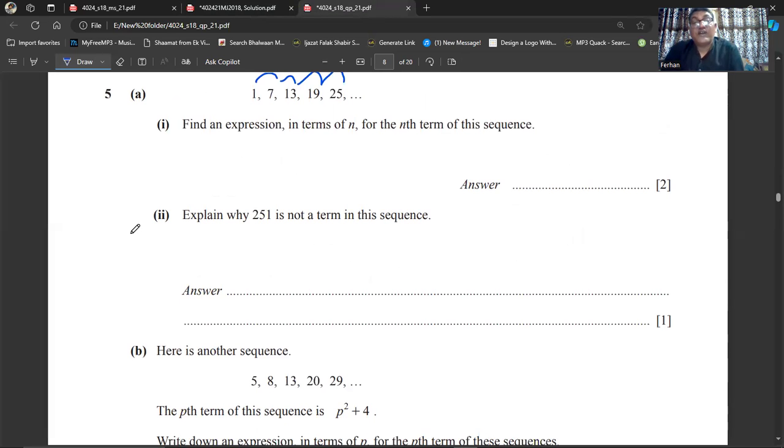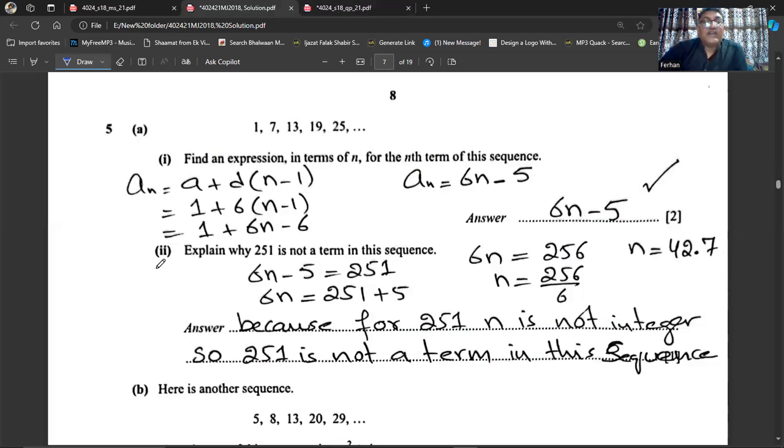Okay, so we are going to the next part, question number 5A, its second portion. He says, explain why 251 is not a term in this sequence. I will make this nth term formula equal to 251, and I will find out the value of n. So 6n minus 5 equals 251. 6n will be equal to 251 plus 5, so 6n will be equal to 256. n will be equal to 256 divided by 6. So n will be 42.7.